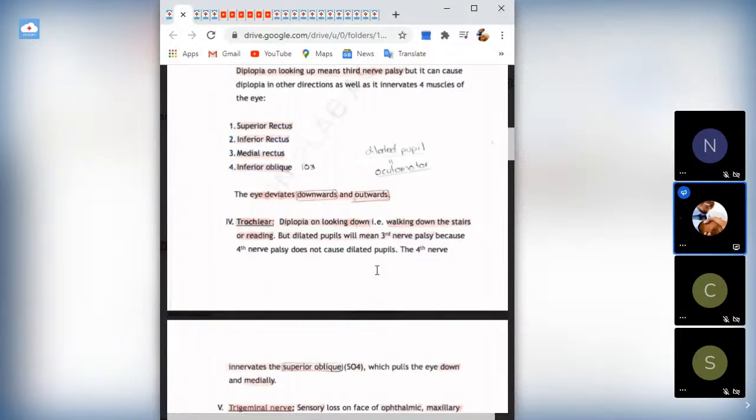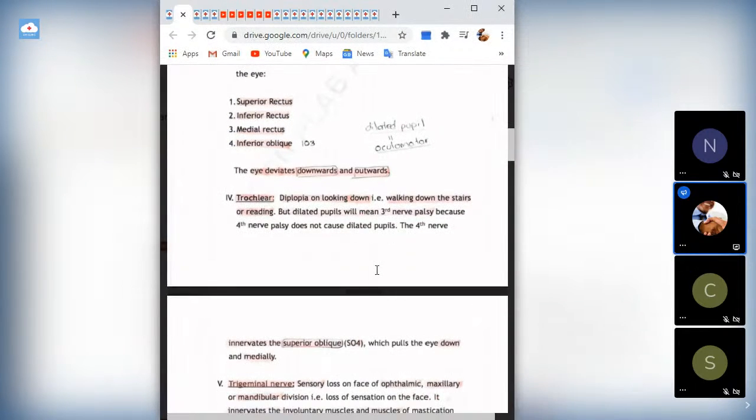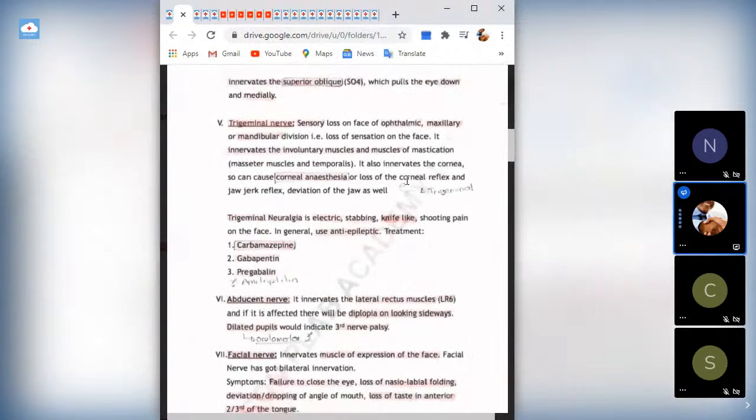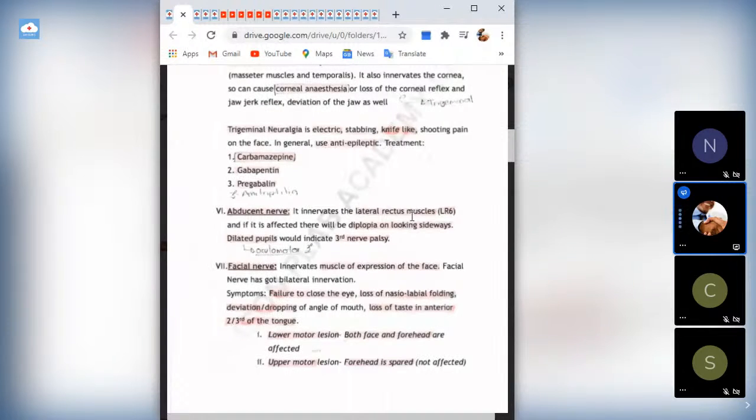Now, nerve 6. Six is the abducent nerve. It innervates the lateral rectus. And like I mentioned earlier, the lateral rectus will pull the eyes laterally. So if there's an issue with it, it means the eye cannot go laterally. And in what situations do you have to look sideways? Just think about all these possible situations where you have to look sideways. You'll be having an issue.